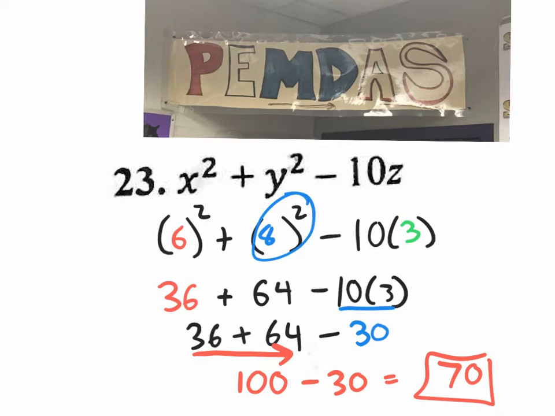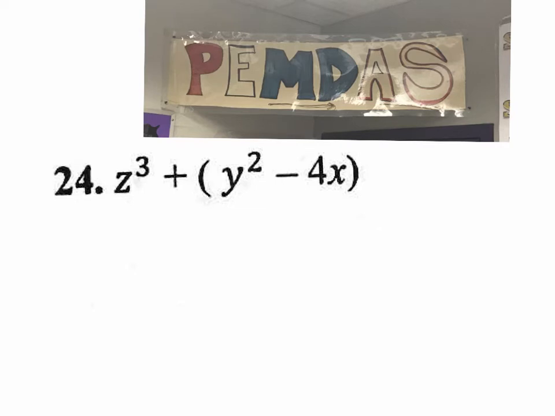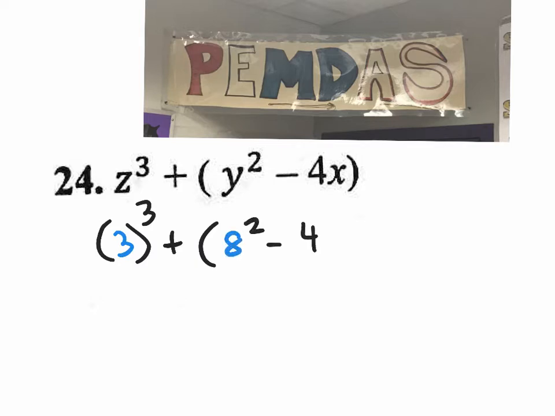Let's try the last two questions, which are even questions. 24, let's replace z with what? 3, because z is the value of 3. And then we have plus, parenthesis. What is y? y is 8, you said, and that is squared. And then we have minus 4 times x. What's x? 6.